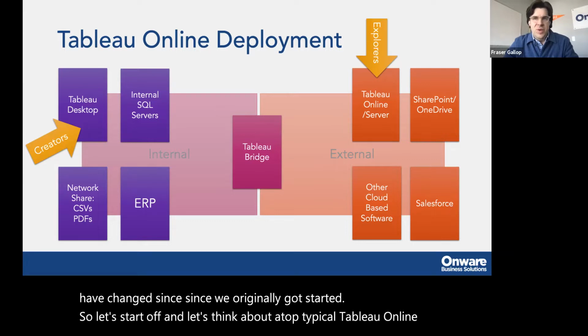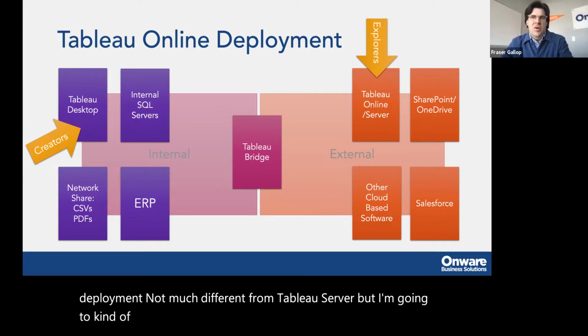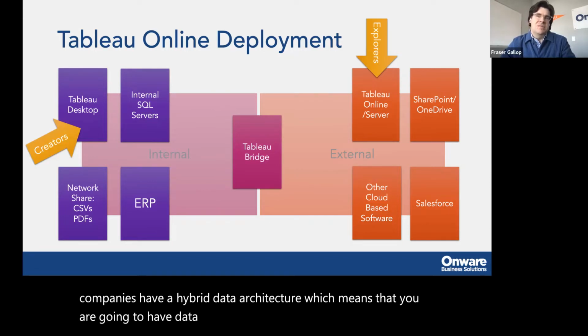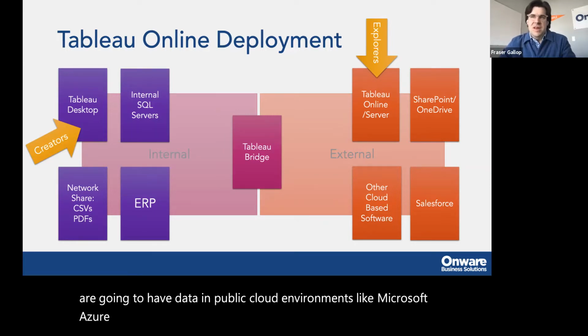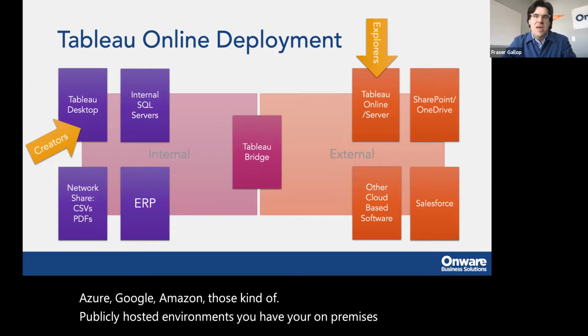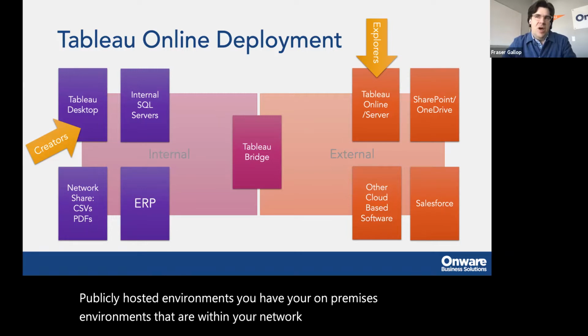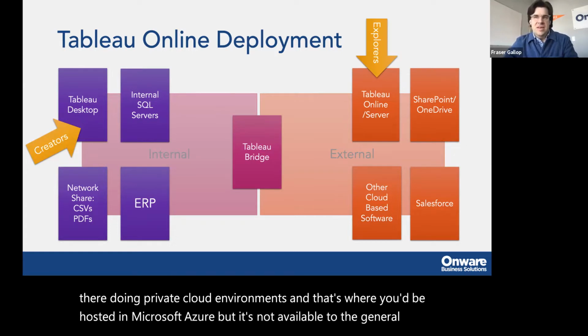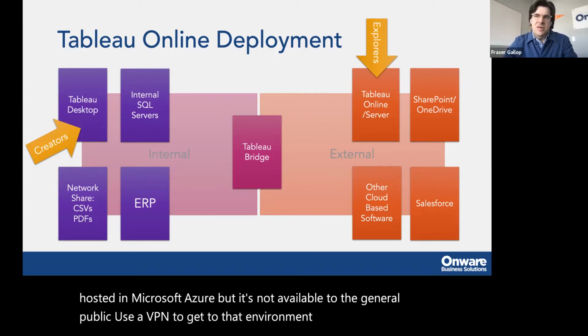So let's think about a typical Tableau Online deployment. Not much different from Tableau Server, but I'm going to talk more about Tableau Online today. Most companies have a hybrid data architecture, which means you're going to have data in public cloud environments like Microsoft Azure, Google, Amazon, those kind of publicly hosted environments. You have your on-premises environments that are within your network. And there are even people doing private cloud environments, where you'd be hosted in Microsoft Azure, but it's not available to the general public. You use a VPN to get to that environment, and it's a little bit more secured.